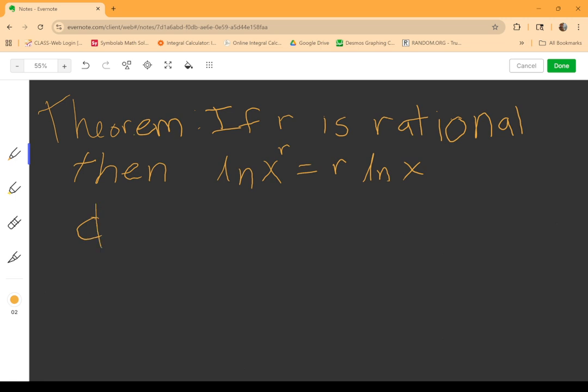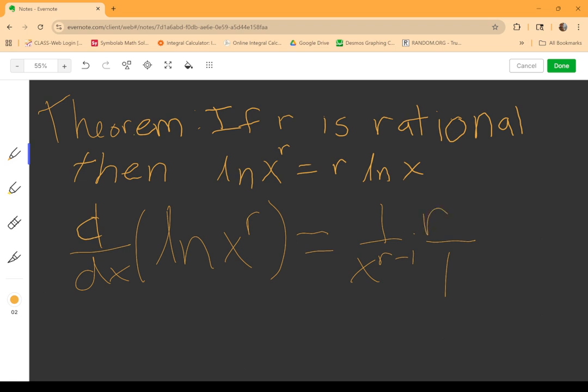So the derivative with respect to x of ln x to the r. Now remember, r is just some rational number. So by the chain rule, it is 1 over x to the r, leaving the inside alone. Now I apply the power rule to the inside: r x to the r minus 1. And doing a little simplification, this reduces to r over x.